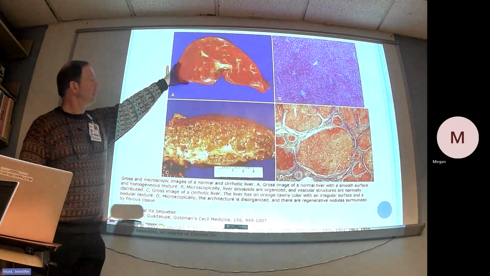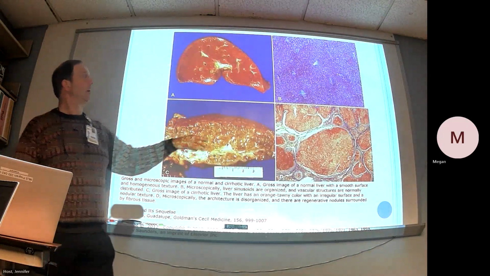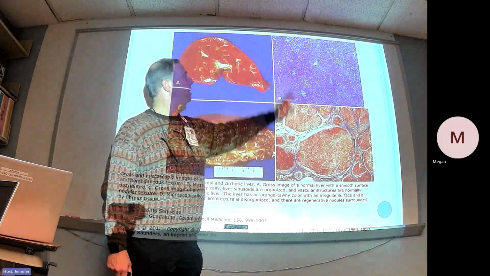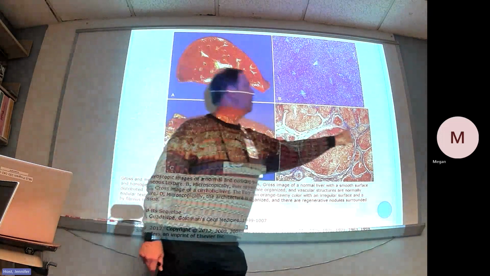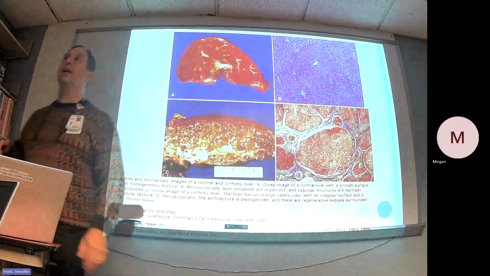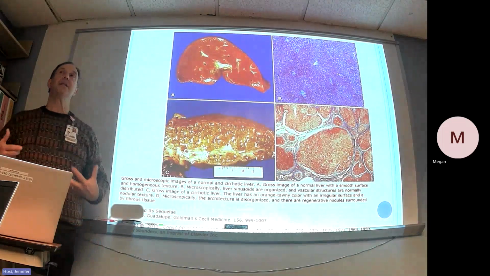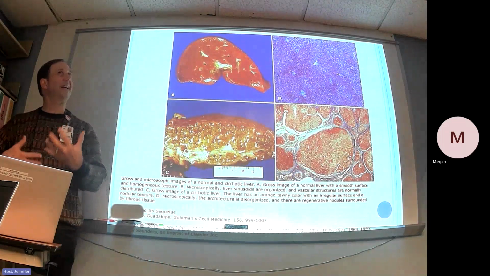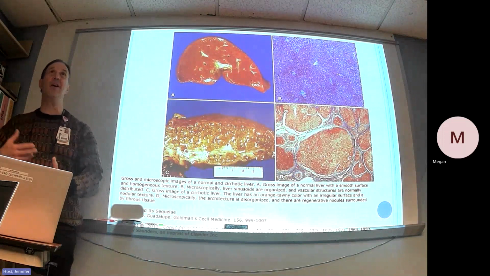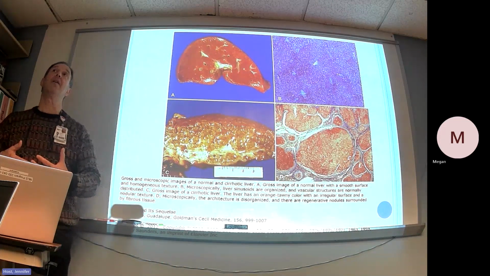That is normal liver. This is cirrhotic liver. Normal liver has all hepatocytes. Cirrhotic liver has hepatocytes with scar tissue. So it looks like a cobblestone. That is the liver's way of saying, we're trying to replace the cells that are dying off, but at a certain point, we have to put down scar. We can't keep up.